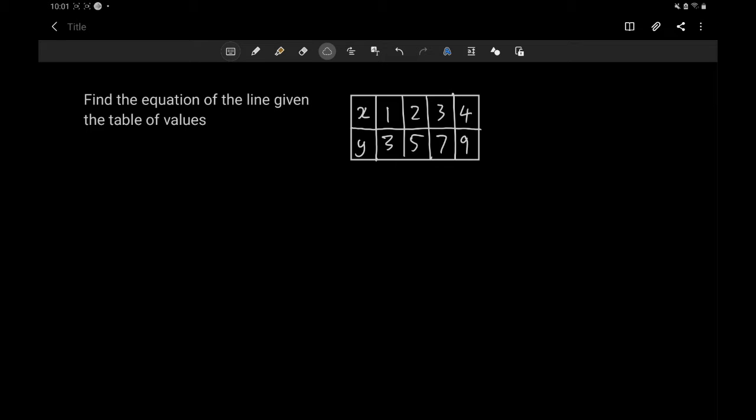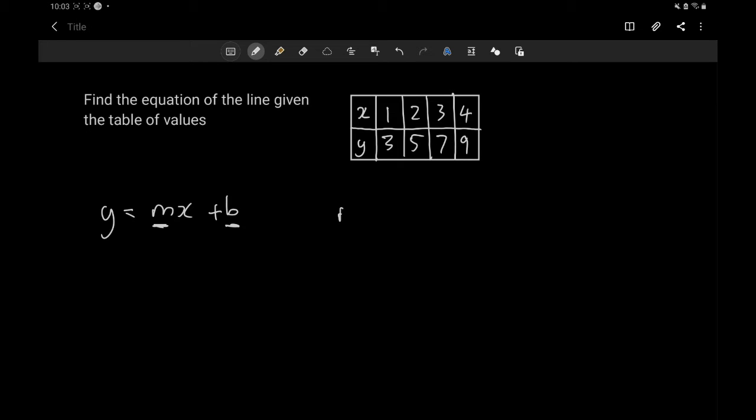Let's say we have a table of values and you've been asked to find the equation of the line given by the table of values. So let's start by writing down the general formula for the equation of a straight line, which is y is equal to mx plus b. So we need to find the value of m and the value of b.